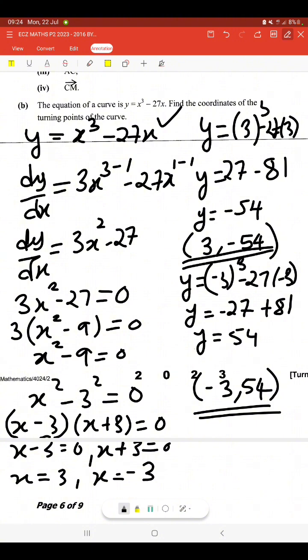Now someone would ask, why do we have two coordinates of the turning point? So I'm just giving an example, this is a cubic function. The shape can be like this. Such a shape has got two turning points. It can have this as a turning point, also this as a turning point. So meaning we should get both coordinates of the turning points.